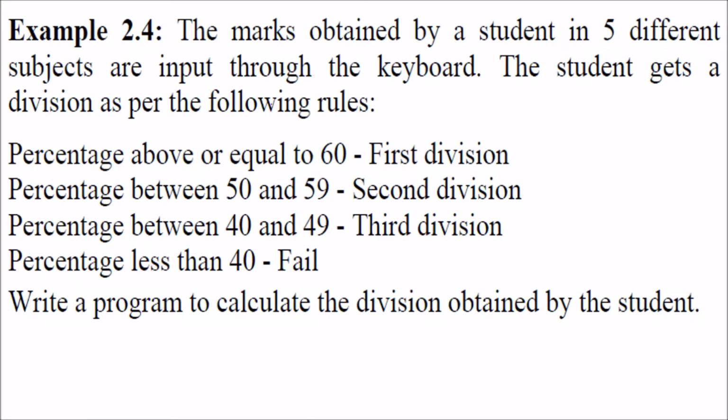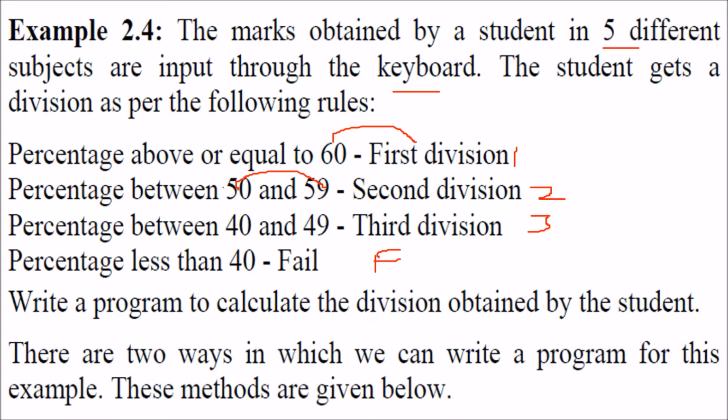These are the marks obtained by a student in 5 different subjects. This has to be inputted through the keyboard, and the student gets a division like this. A percentage above or equal to 60 is first division, between 50-59 is second division, 40-49 is third division, and below 40 it should be fail. So how to write a program to calculate the division obtained by the student? There are different ways.